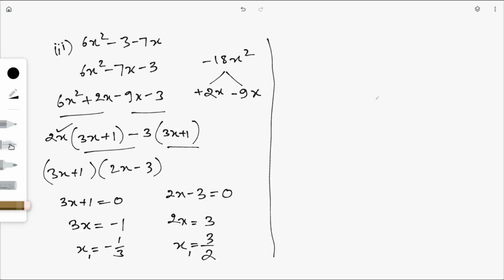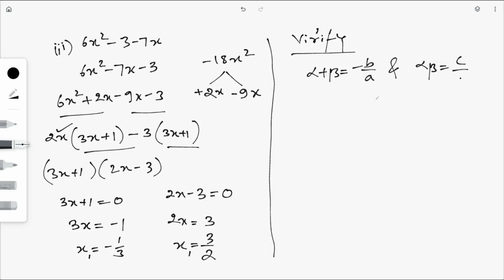Fine. So now we got the zeros. Now verify the relation. That is what we need to verify. We need to verify alpha plus beta is equal to minus b by a and alpha into beta is equal to c by a. So find LHS, that is alpha plus beta. So what is alpha plus beta? Minus 1 by 3 plus 3 by 2. So you will get 7 by 6 here.